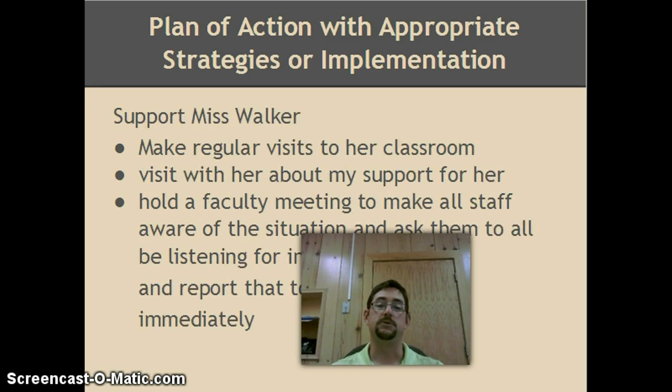Next thing I'd do would be to support Ms. Walker. And some of the ways I would do this would be make regular visits to her classroom to help her maintain an orderly environment and that this isn't causing problems for her or her students in her classroom. I would visit with her about my support for her, and then I would hold a faculty meeting to make all staff aware of the situation, and then ask them all to be listening for information and report that to me immediately.